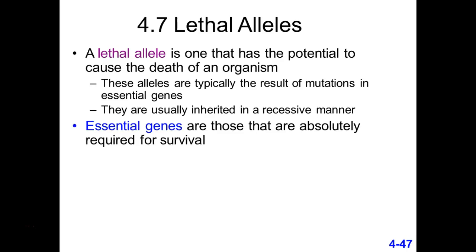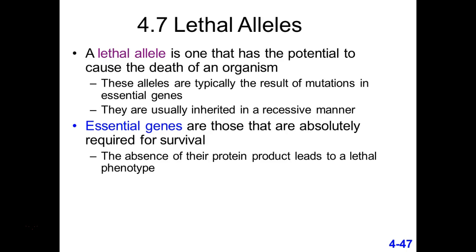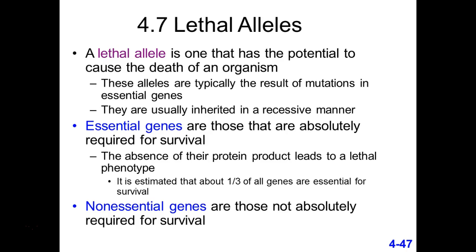Essential genes are those that are absolutely required for survival. So in this case, if that gene screwed up, you're dead. Other genes that are non-essential, you could be at a disadvantage. So the absence of a protein that leads to a lethal phenotype. It is estimated that about 1/3 of all genes are essential for survival. So you only need 1/3 of them. The non-essential are those not absolutely required.